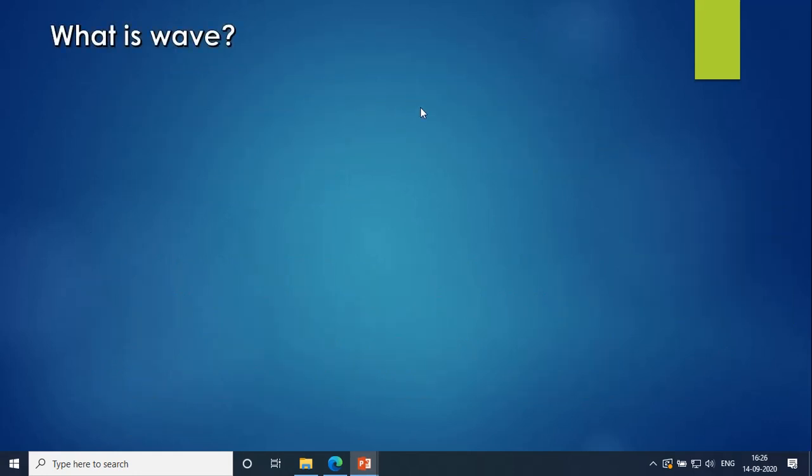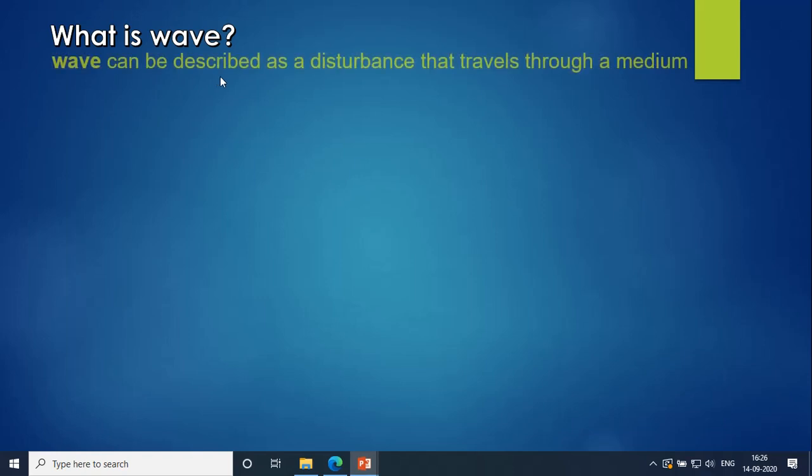Now let us start with a question: what is wave? Because this is a very important question. It is required to explain the remaining concepts in the topic. The whole topic depends on to what extent you understand the concept of wave. First of all, what is wave? You must understand the concept of wave.